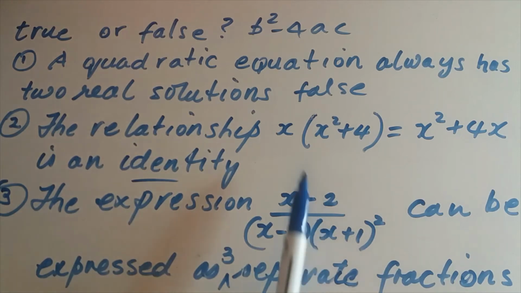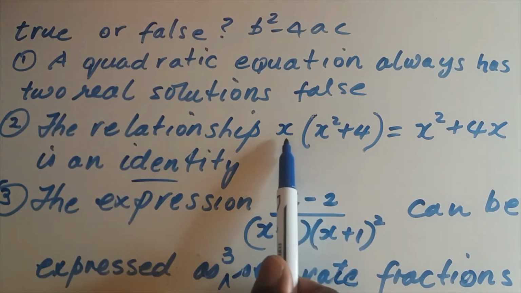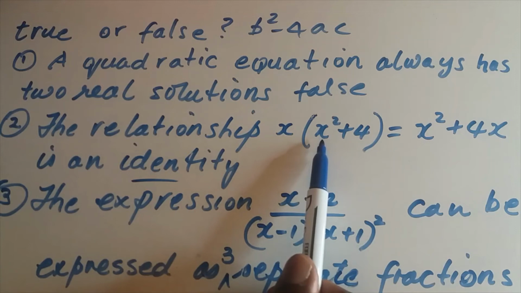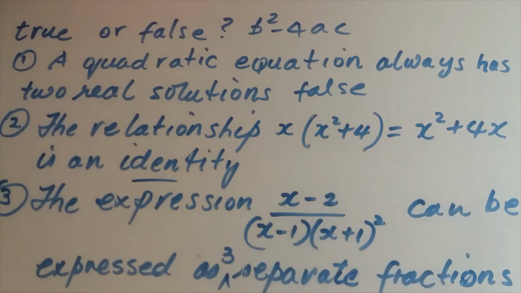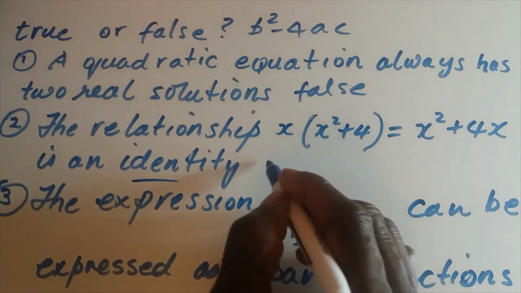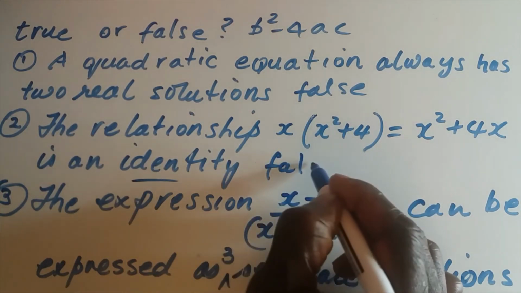But before we do that, we can just clear the brackets here. You can see the first x times x squared will give us x cubed. We only have an x squared on this side, so clearly this is not an identity. So this is also false.